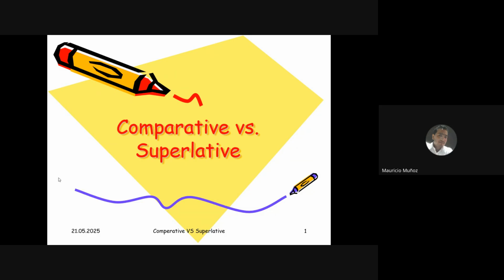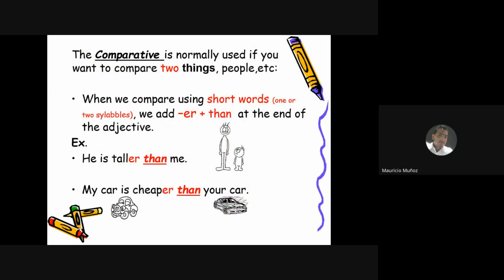Okay, so it is time to practice with the comparative and superlative. It's time to learn how to compare two different people, animals, objects, or places. So let's see it. This is the comparative. The comparative is normally used if you want to compare two things, people or other things, when we compare using short words, one or two syllables. It is quite important to keep in mind that there are short and long adjectives. In this case, we're going to practice with short adjectives.